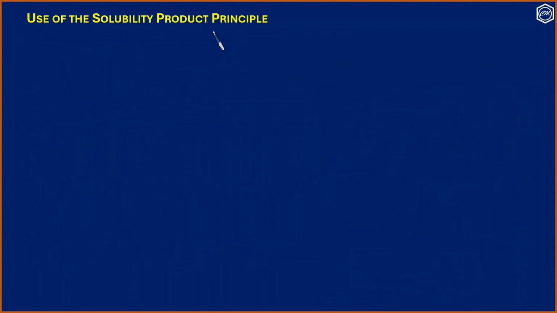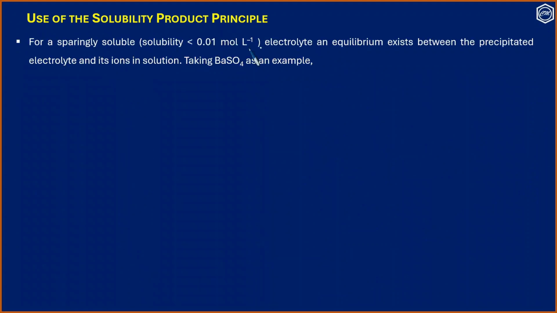Use of solubility product principle. For a sparingly soluble electrolyte, an equilibrium exists between the precipitated electrolyte and its ions in solution. A sparingly soluble electrolyte means its solubility is less than 0.01 mole per liter. As an example, let us take barium sulfate. It is a sparingly soluble salt in water. Now, in a saturated solution of barium sulfate in water, there exists an equilibrium between barium sulfate solid and the dissolved barium sulfate, that is Ba2+ ions and SO4 2- ions.